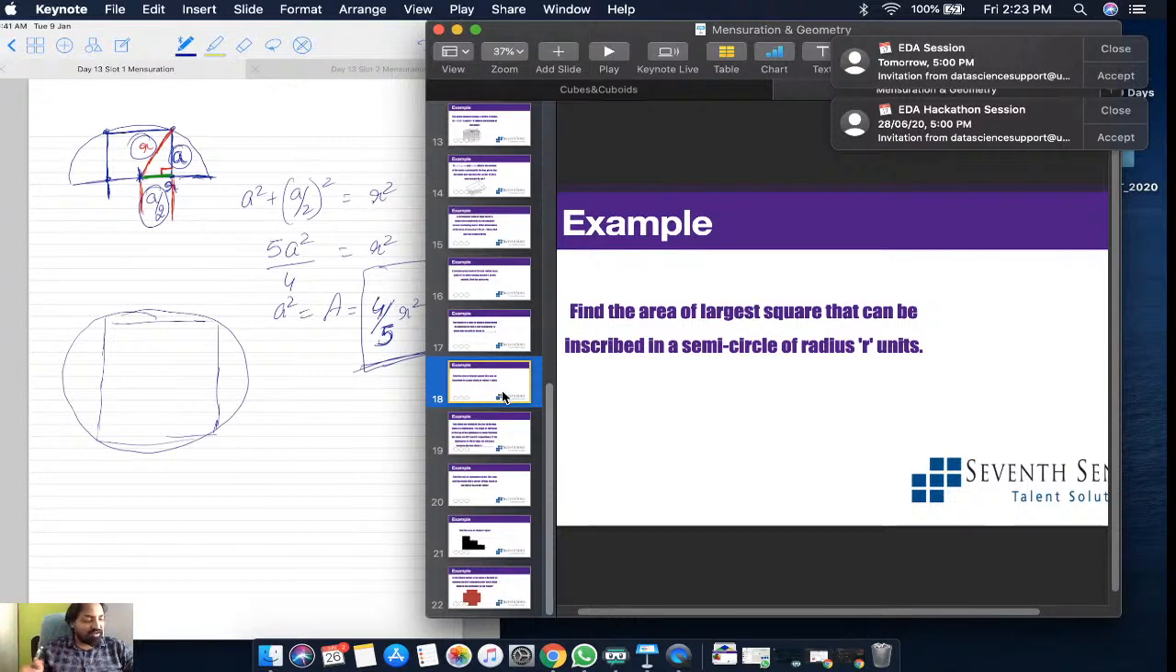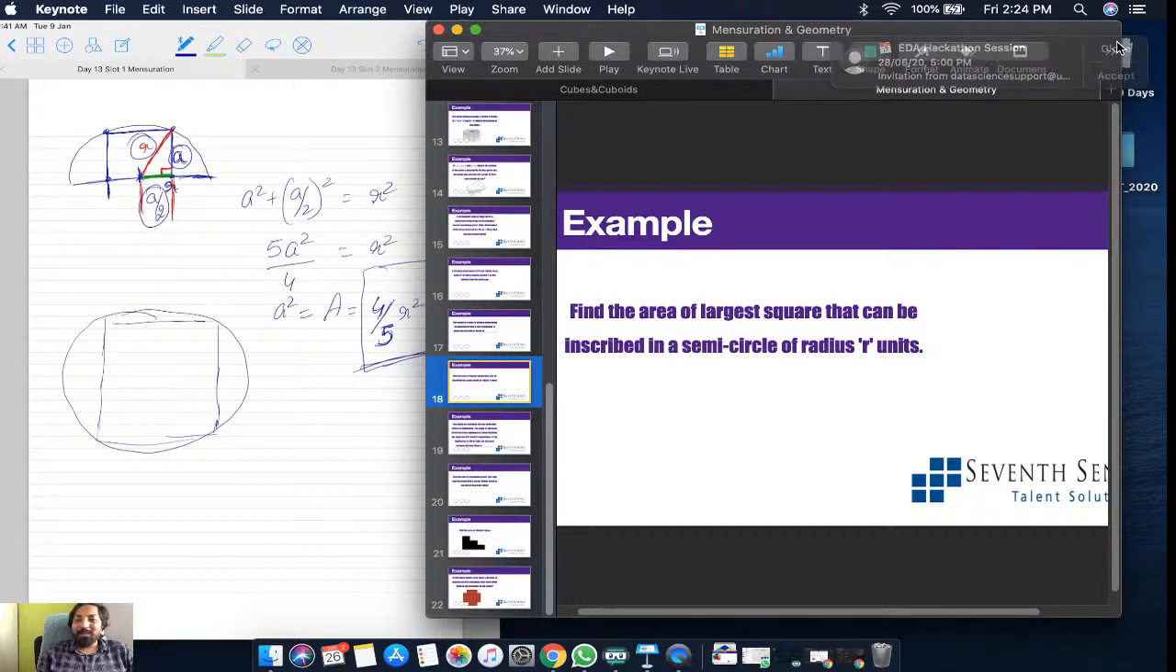Full circle is actually very easy. What's the largest square that can be inscribed in a full circle? There can be only one square that can be inscribed in a full circle, properly inscribed. Tell me what's the largest square that can be inscribed in a full circle, not a semicircle.